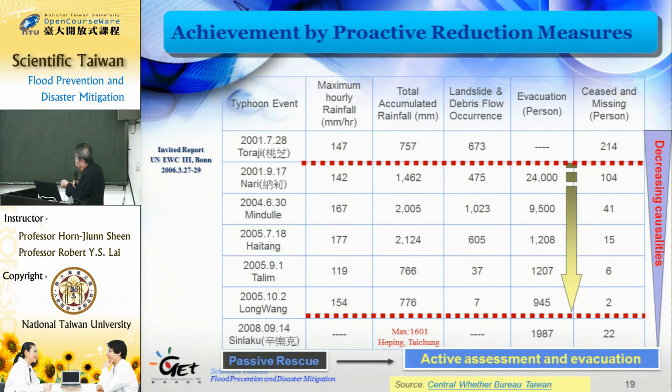Then in 2004, we have Typhoon Mindulle. The accumulated rainfall is more than 2 meters, higher than this. And then the number of people evacuated is reduced to 9,500. Now, casualty is 41, etc. Now, in 2005, when this system was installed and this typhoon comes, 776 millimeters of accumulated rainfall, the casualty reduced to 2. Now, the number of people needing to be evacuated reduced to less than 1,000. It costs to evacuate residents. Okay, so this slide demonstrates that this system is quite effective.